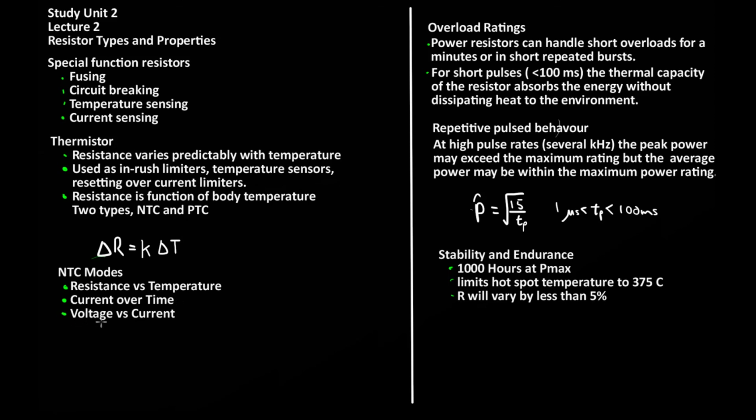In voltage versus current mode, the thermistor will be biased at some point, and then a change in the environment will cause a change in the current through the thermistor and thus the voltage. So in these ways, the thermistor can be used as a sensor.